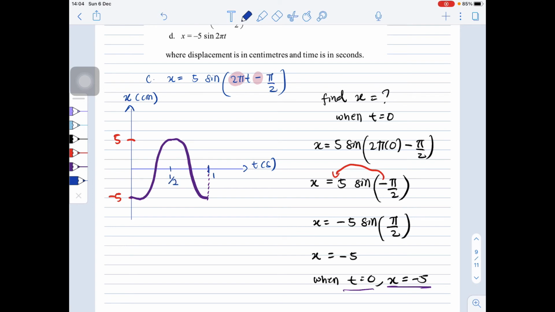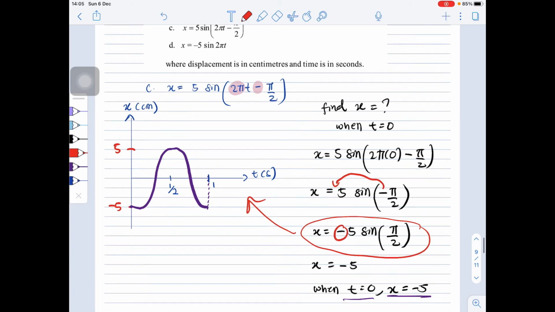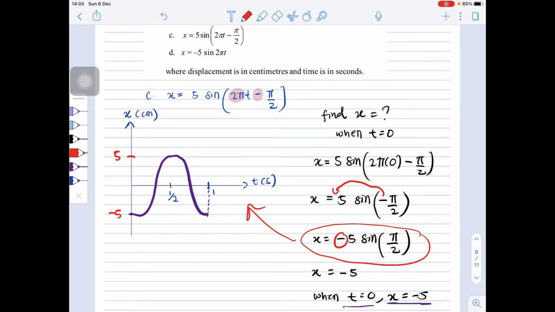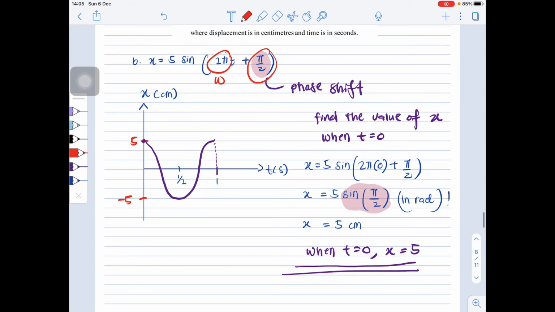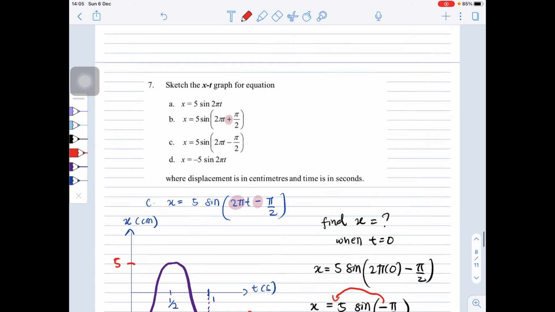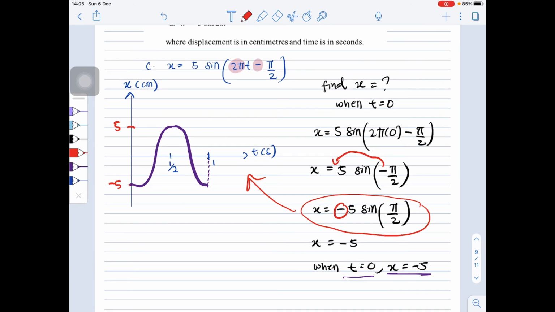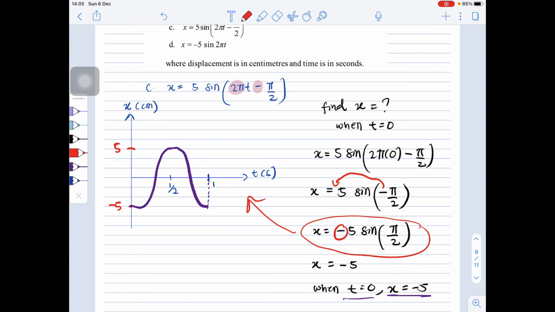Okay, so kalau kamu perasan dekat sini, ni kan equation kita sekarang ni. Okay, this is the equation for this graph here. Dan since equation ni adalah negative, okay, maksudnya dia akan flip dengan graph yang tadi. So graph yang tadi is this one. This is our graph tadi kan. And dia start daripada positive 5. So now, when it is negative, dia akan start daripada negative 5. So it's very easy lah this one. Okay, so that is all for question C.